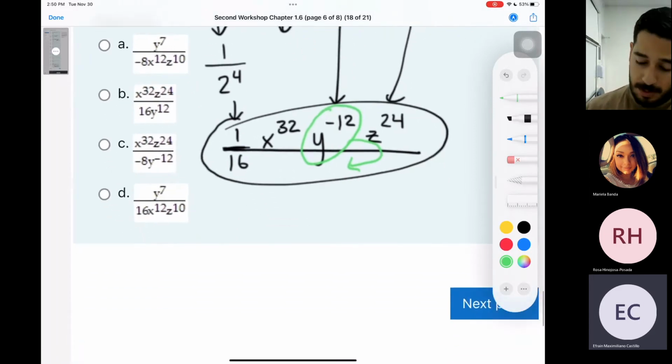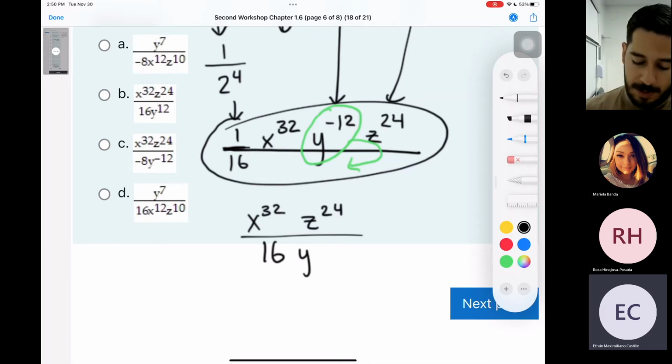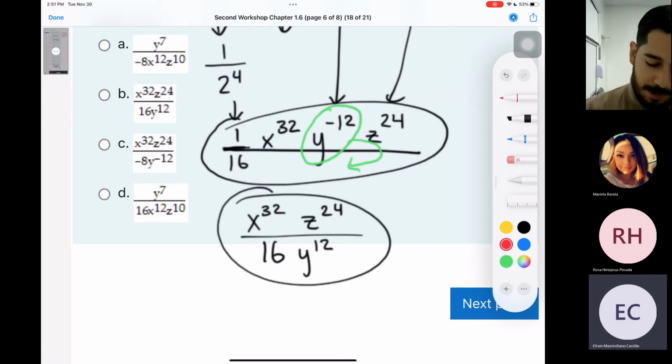Okay, so let me keep everything at the top. So x to the power of 32. This is top. Z to the power of 24. That's top. I'm not moving those because they don't have a negative exponent. Okay, and on the bottom I have 16. I originally have the 16 that I moved earlier, and now the y is going to be there as well. Okay, so everything with a negative exponent moves to the other side of the fraction. Okay, so that should be my answer. Something like this.